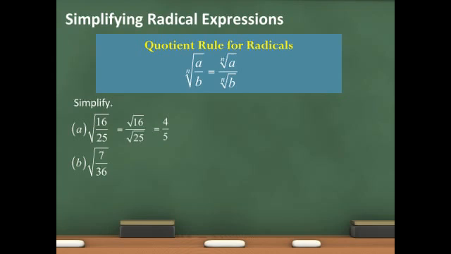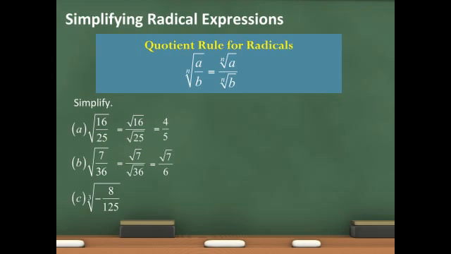In part B, we have the square root of 7 over 36. Again, we rewrite the problem using the quotient rule to give us the square root of 7 over the square root of 36. Notice this time we only simplify the denominator because 36 is a perfect square. 6 times 6 is 36. So this gives us 6 in the bottom. However, 7 is not a perfect square, so it will remain in the radical. So our final answer is the square root of 7 over 6.